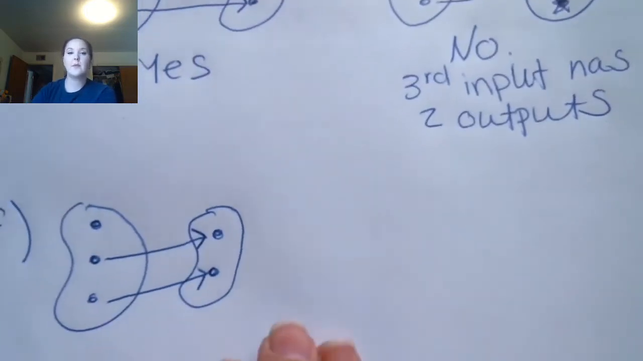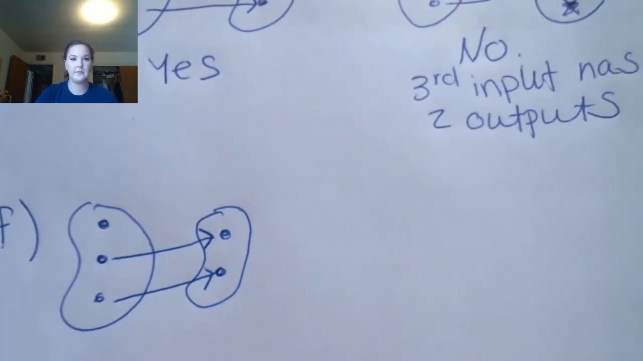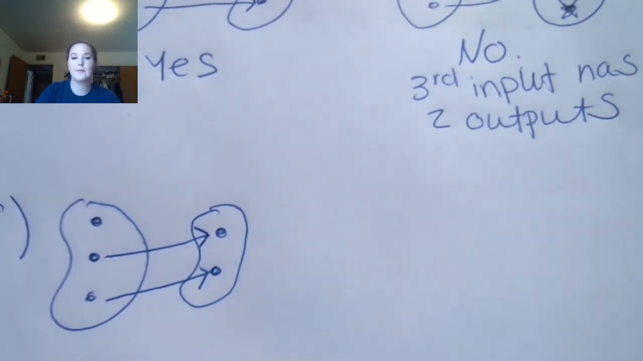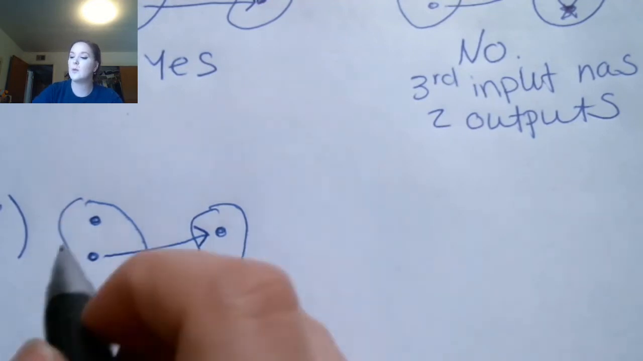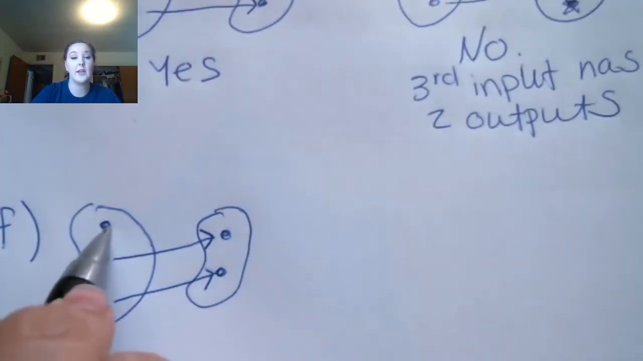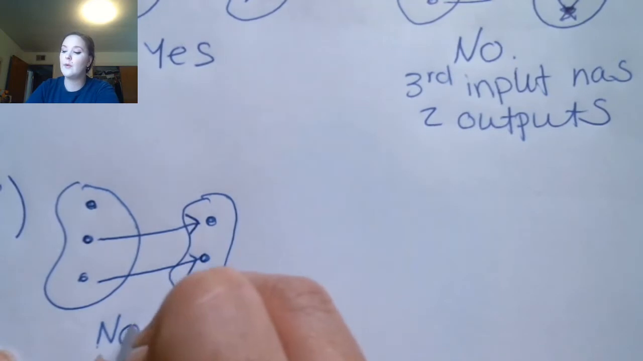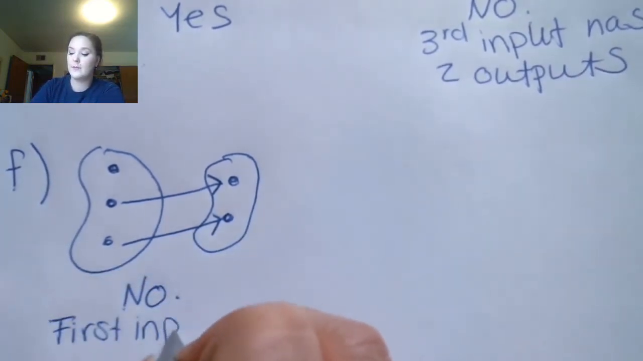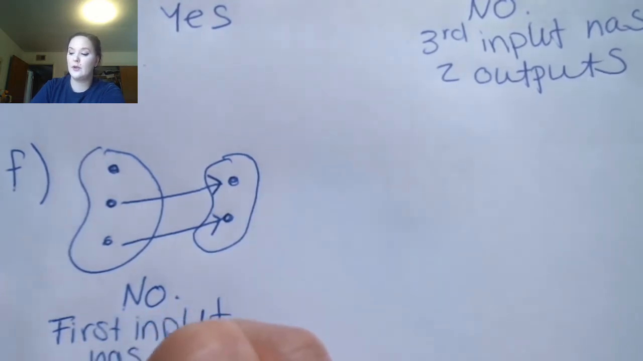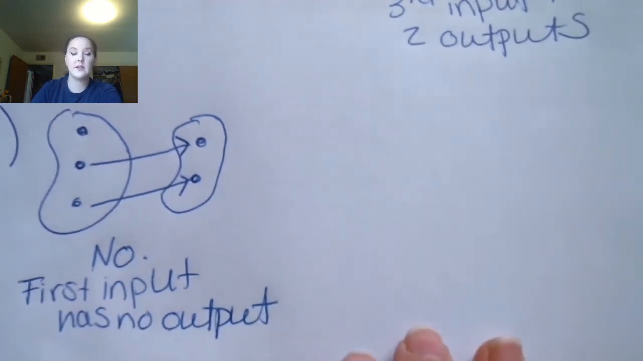Decide what you think now. Is this a function or not? If we look at this, we're going to check again each input. Does it have an output? Is there more than one? When we look at this very first input value, is there an output value associated with that? No, because there's nowhere for this dot to go. So right away, we can say that this is no. The first input has no output. That means it's not a function.